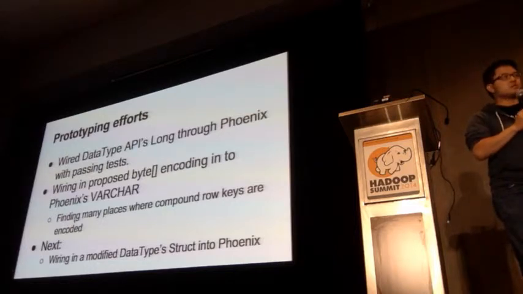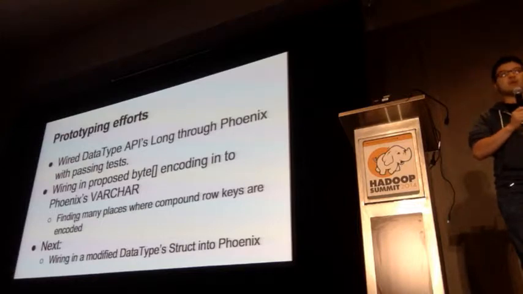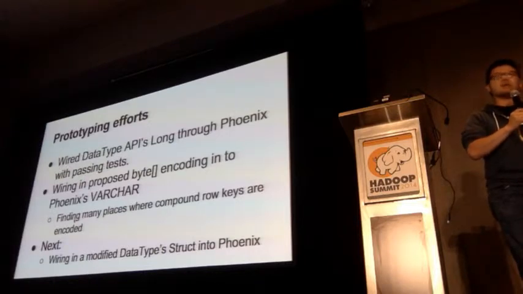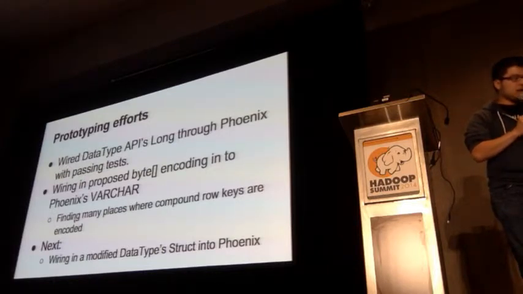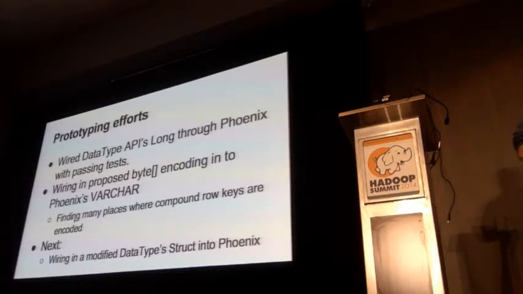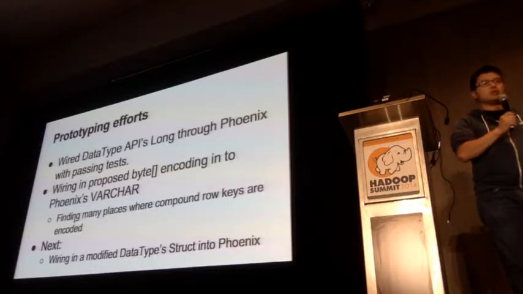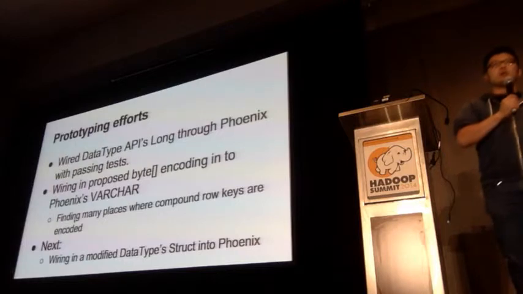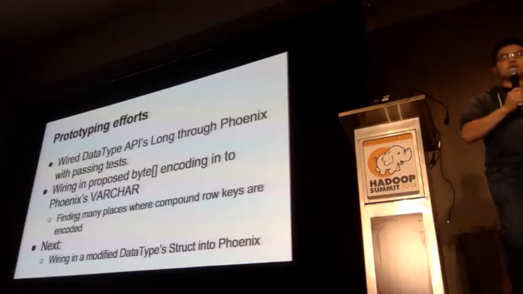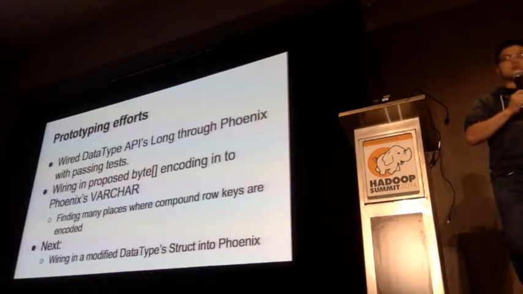The good news with this is finding out where all these compound keys are used and making sure that they're properly encapsulated in the API, which allows us to replace them. Once we do that, we would probably wire in the data type struct, or a modified version of it, that encodes the compound keys the way Line encodes them into Phoenix itself. Hopefully it's a place where we can just iterate and work out the rest of the Phoenix types into this scheme.